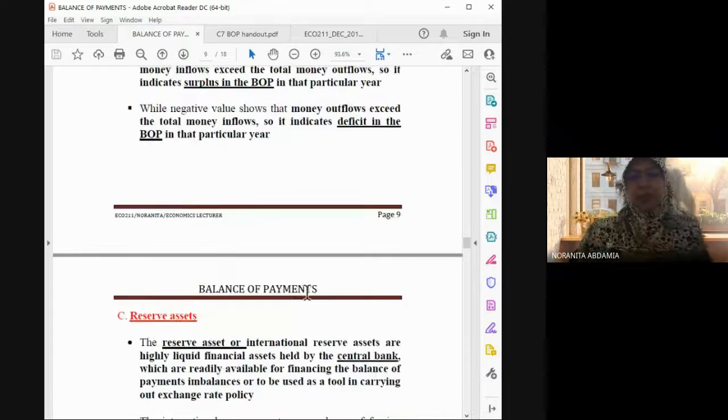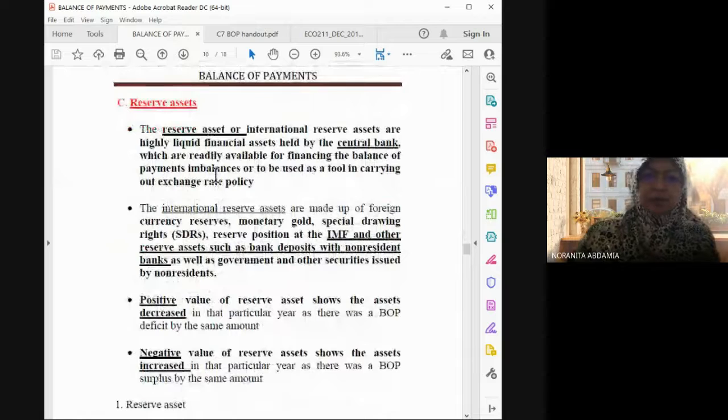Okay. And the last account, which is the reserve asset, ataupun the third account tu, the official reserve asset or international reserve asset. Alright. So this account shows what? Dia tunjukkan apa ni? This is actually highly liquid financial asset held by the central bank. Of course, who manage all this balance payment? This is actually under the central bank, which are readily available for financing the balance of payment imbalance, or to be used as a tool in carrying out agency policy.